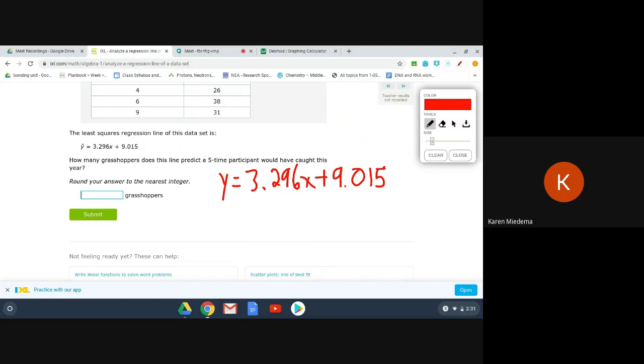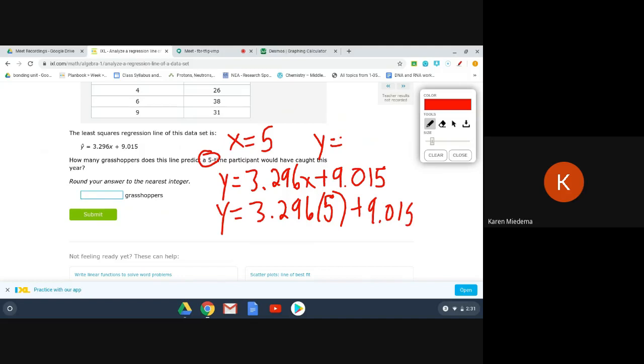It says, how many grasshoppers does this line predict a 5-time participant would have caught this year? 5-time participant means that they had 5 years of previous experience. They're telling us that the x value is 5. We want to know how many grasshoppers they would have caught, which is your y value. So we're going to make this substitution: 3.296 times 5 plus 9.015.